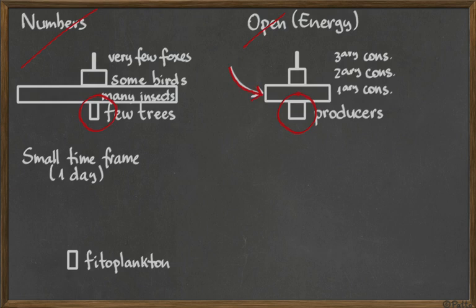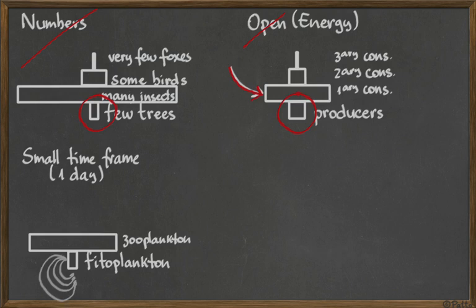So if you get just a snapshot of 1 day, we are going to say that we have much more zooplankton in that environment than you have of phytoplankton. But actually this is not true, because the phytoplankton is growing and growing and growing. So if you had a bigger time frame, this would be a different picture. You're going to have much more energy in the bottom than you have in the rest of the food chain.